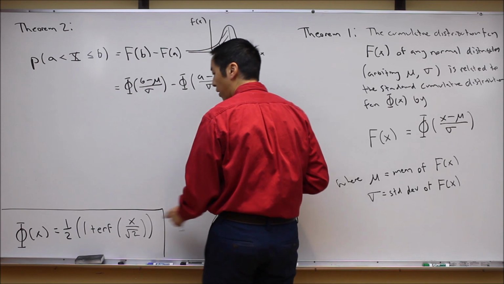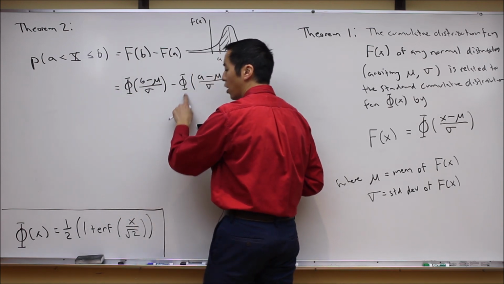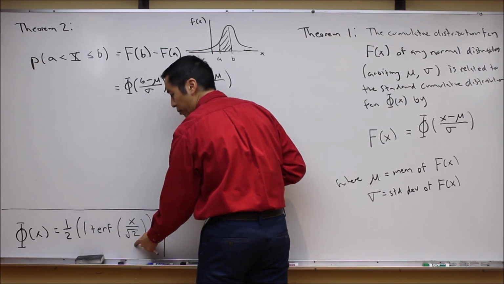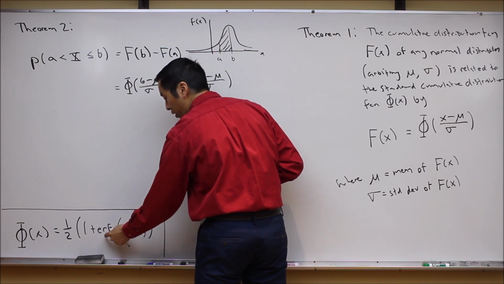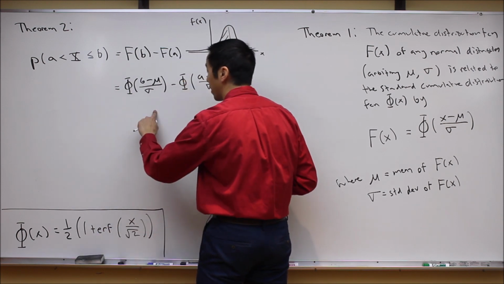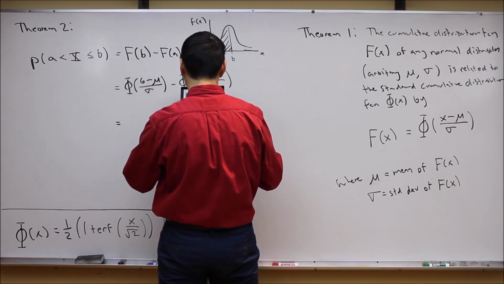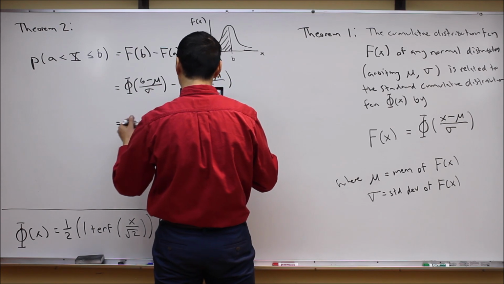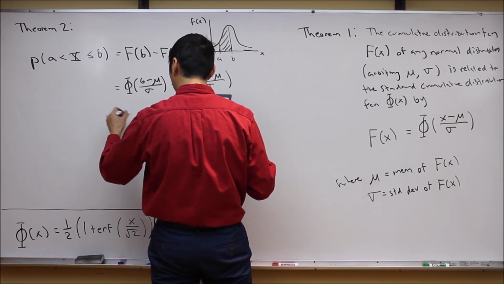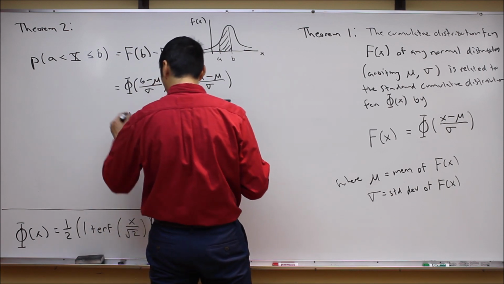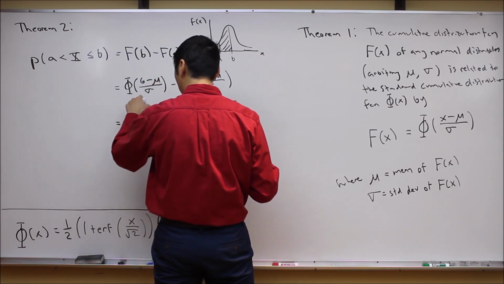And finally, we saw that capital Phi was related to the error function through this relationship. Again, let's make one more substitution, substituting this into this. The other way you could write this is, by the time you simplify, I could pull the 1/2 out to the front. Well, let's not pull anything out. Let's just do this term.